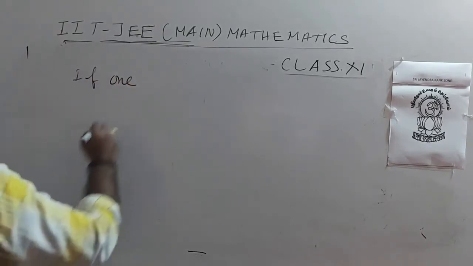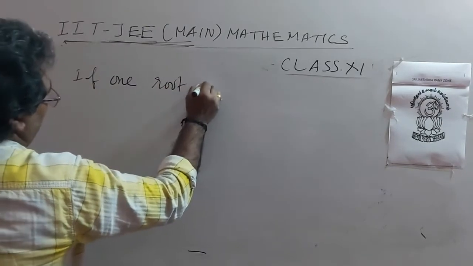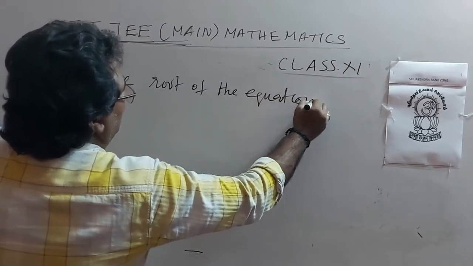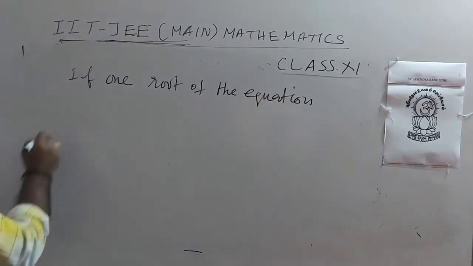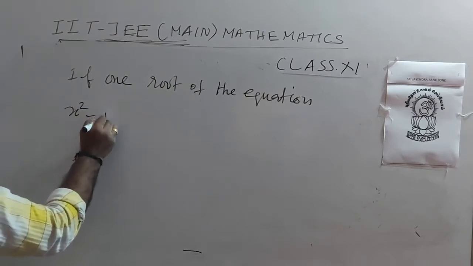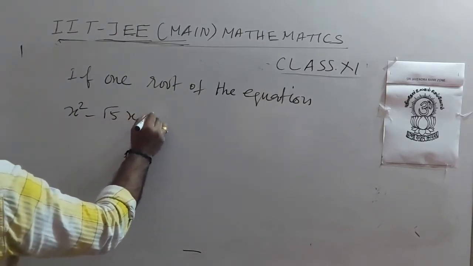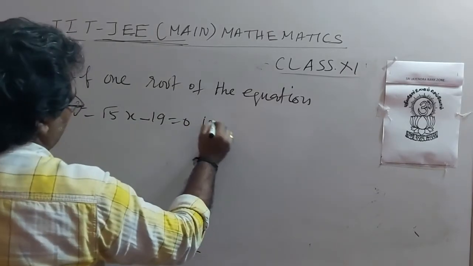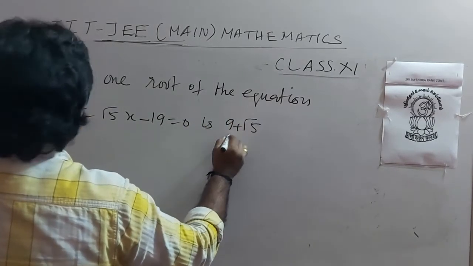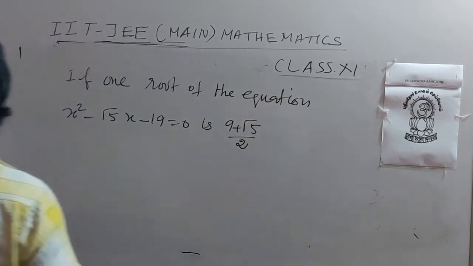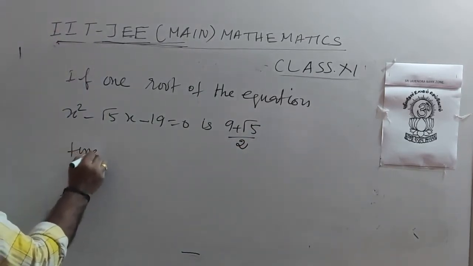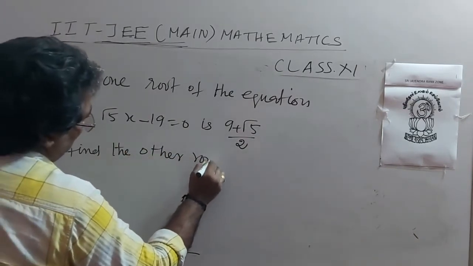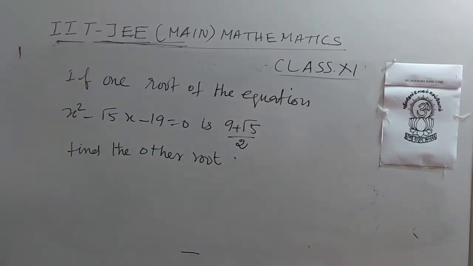If one root of the equation x square minus root 5 x minus 19 equals 0 is (9 plus root 5) by 2, find the other root.